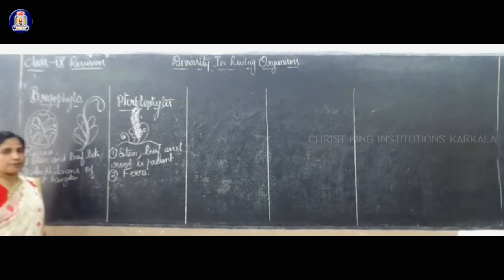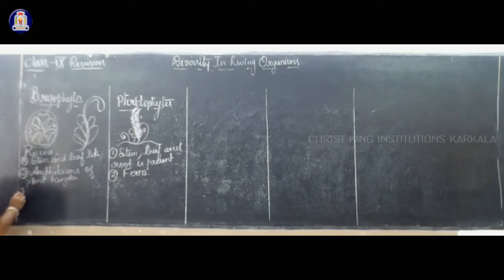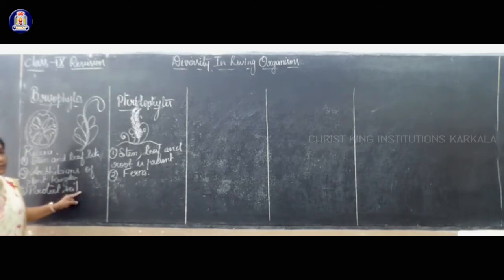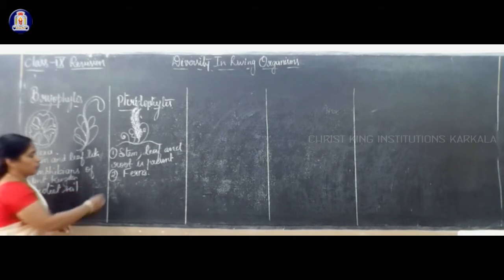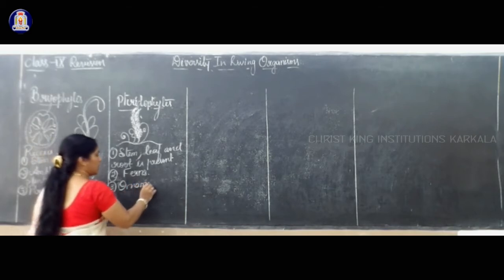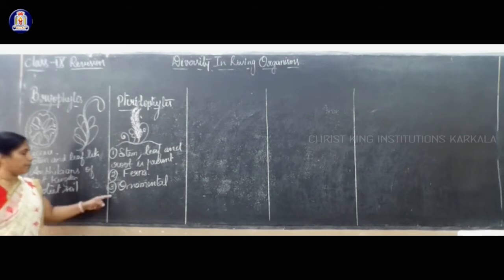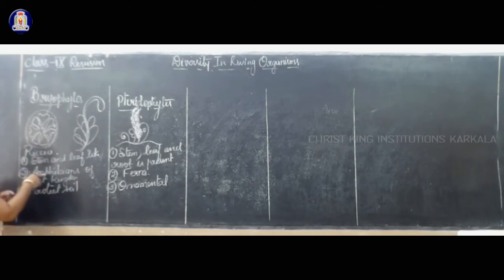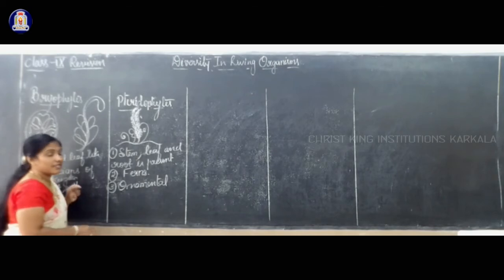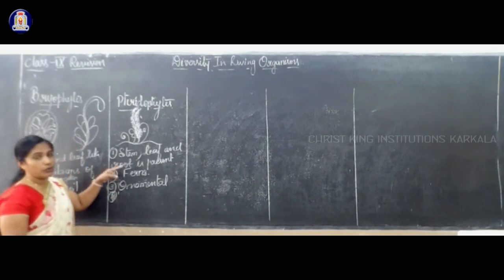Next one, what are the specific characteristics here? It will protect the soil from soil erosion. Pteridophytes are used for ornamental purposes. If bryophytes are the amphibians of the plant kingdom, pteridophytes are the first terrestrial plants. So we can include that here also.